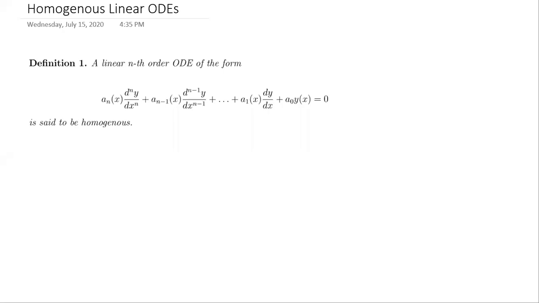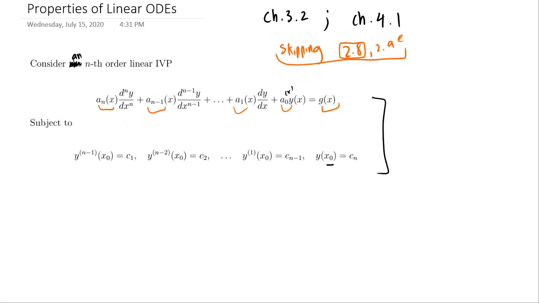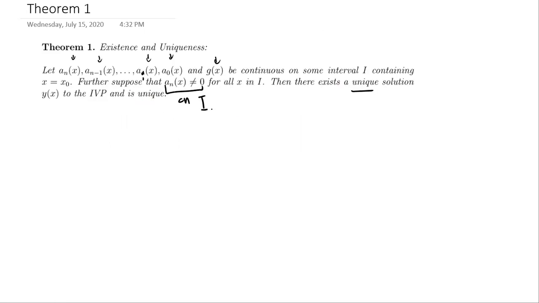Hello, class. In this video, we'll continue on section 3.2/4.1. In the previous video, we introduced a reminder of what an nth order linear differential equation looks like and what an nth order linear initial value problem looks like. And we saw a theorem very similar to the one we saw in section 2.4 about when we are guaranteed to have a solution, and in fact a unique solution, to an initial value problem.